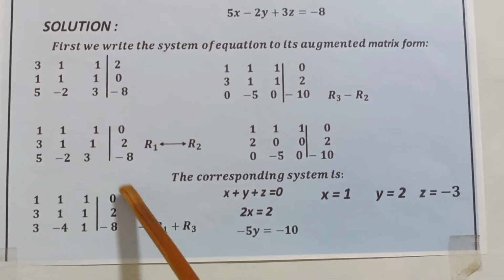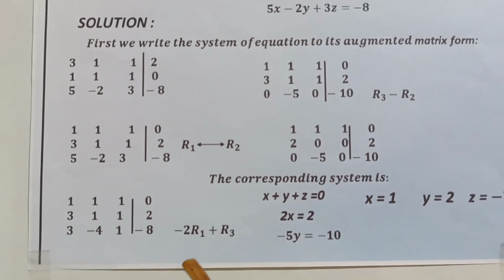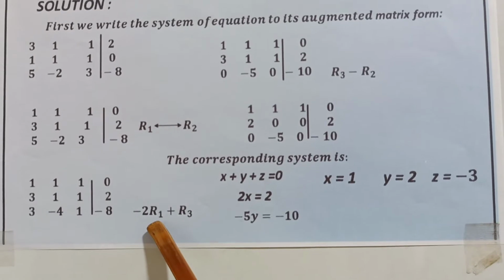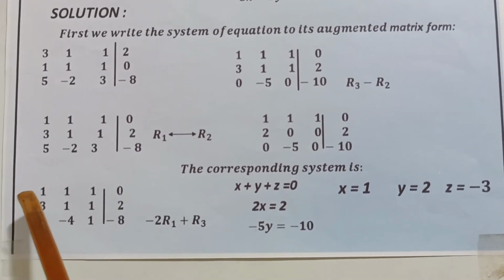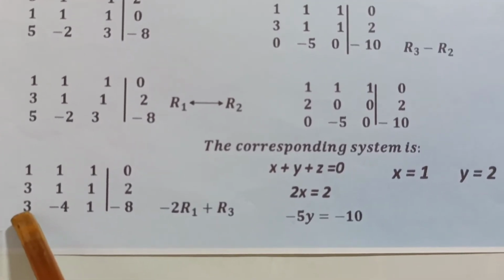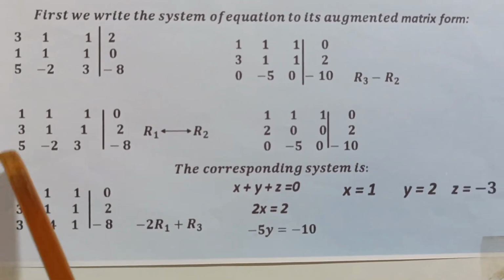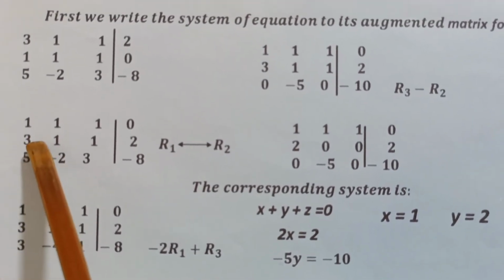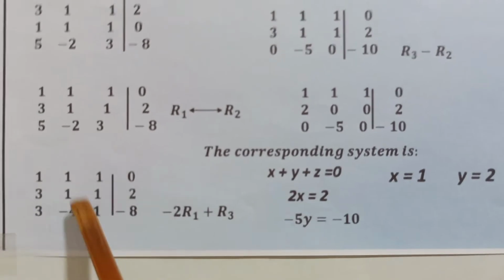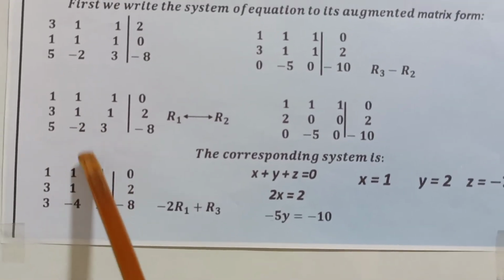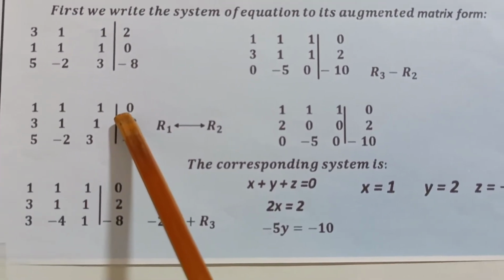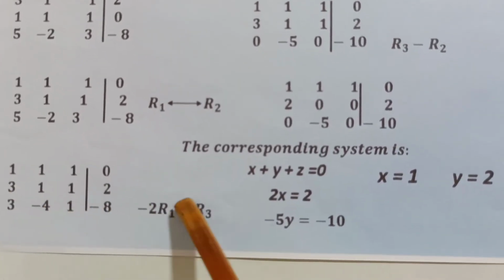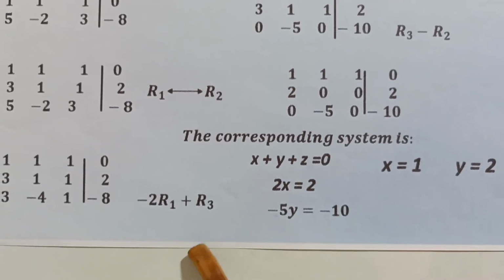Now, for the next process, we will multiply row 1 by negative 2 and add that to row 3, and the answer should be written in row 3. So negative 2 times 1 is negative 2, plus 5 is 3. 1 times negative 2 is negative 2, plus negative 2 is negative 4. 1 times negative 2 is negative 2, plus 3 is 1. 0 times negative 2 is 0, plus negative 8 is negative 8. So we now have a new arrangement of the augmented matrix form of the equations.